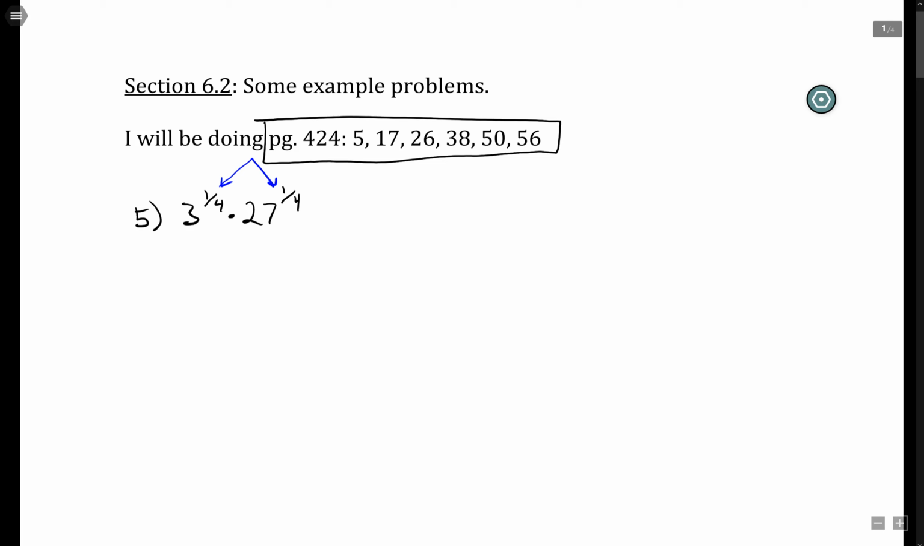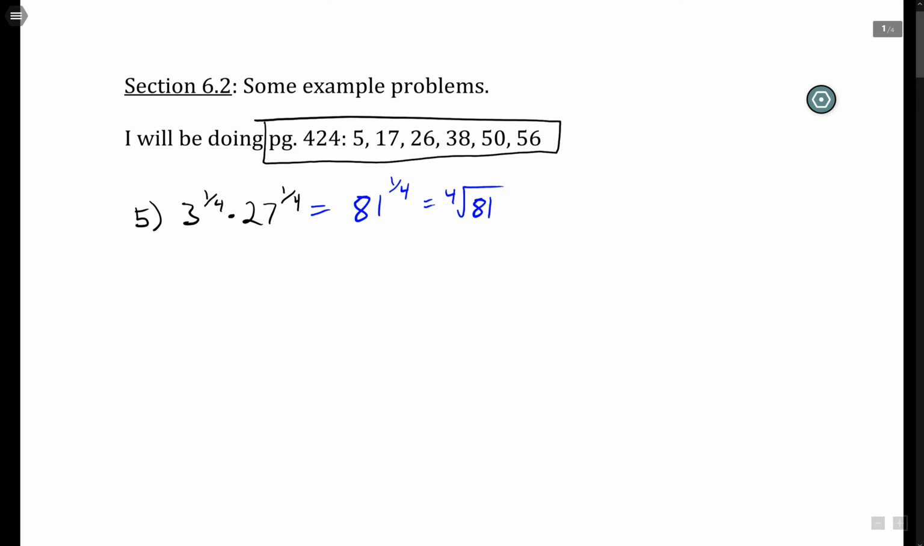And so a rule that I can apply is I can multiply the bases and write them under the exponent of 1/4. So let's do that. 3 times 27 is 81, and that's 81 to the 1/4. That's a mathematical rule that I'm allowed to use. And don't forget that 81 to the 1/4 is the same as the 4th root of 81.